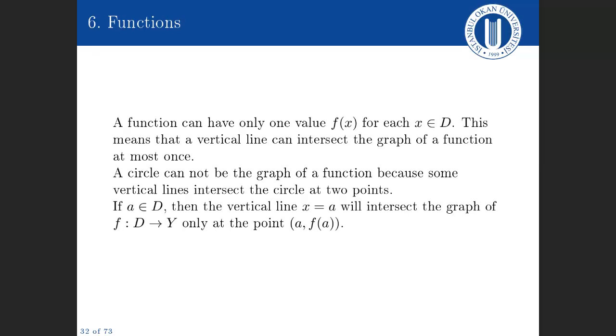Because a function can only have one f of x value for each x in its domain, that means that a vertical line can intersect the graph of a function at most once. That tells us that a circle cannot be the graph of a function because the vertical line I drew on the previous slide intersects the circle at 2 points. Actually, if a is in the domain of a function, then the vertical line x equal to a will intersect the graph of f from D to Y only at the point a, f of a.